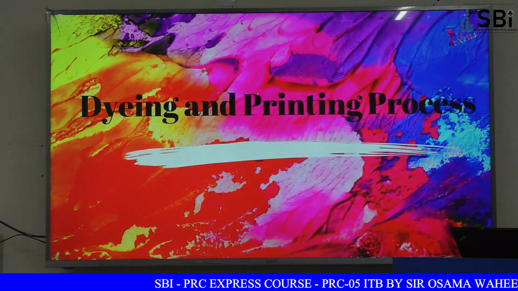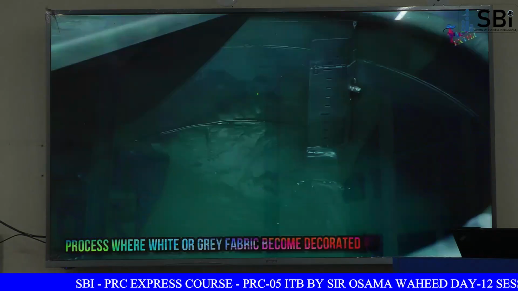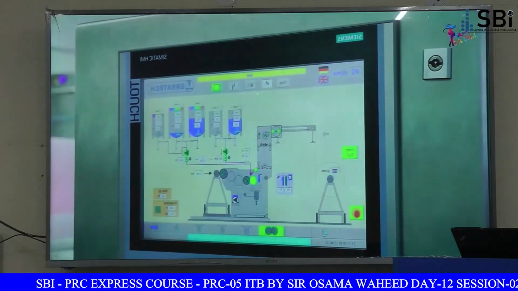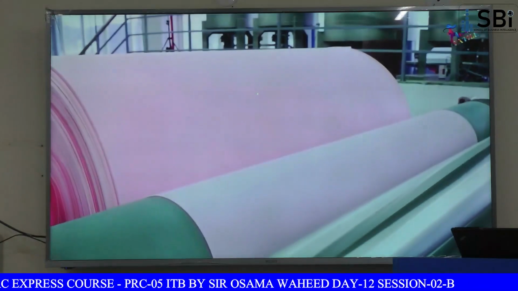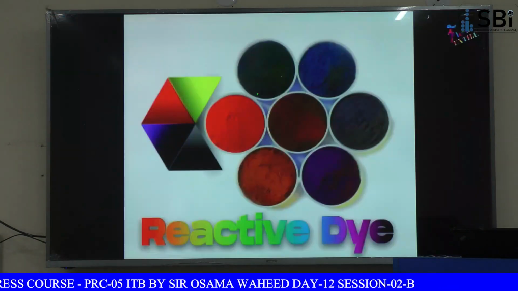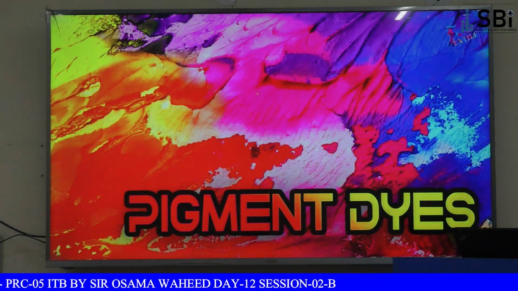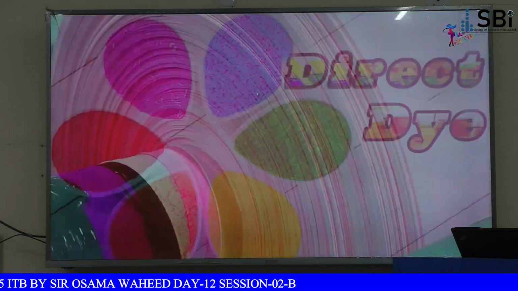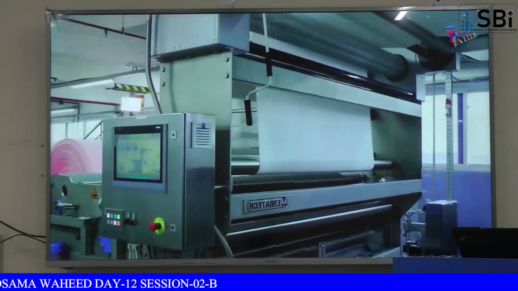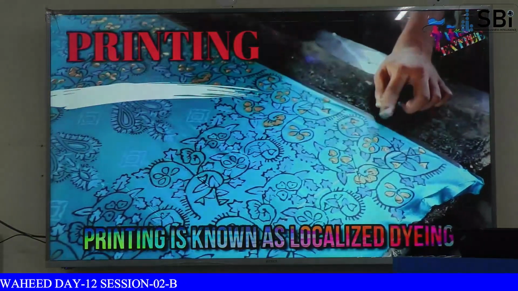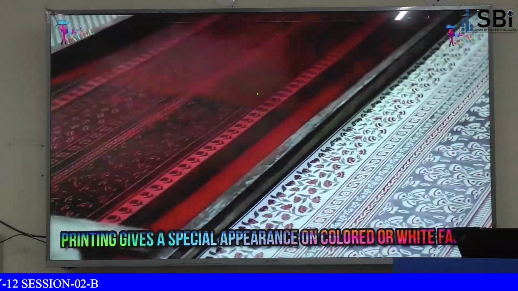Dyeing and printing process. Dyeing is the main process where white or gray fabric becomes decorated by different colors. Dyeing of textile substrate is performed using any of the dyestuffs including reactive, direct, sulfur, vat, pigment, acid, and disperse depending upon the dye-fiber system compatibility. Printing is known as localized dyeing. Printing gives a spatial appearance on colored or white fabrics.